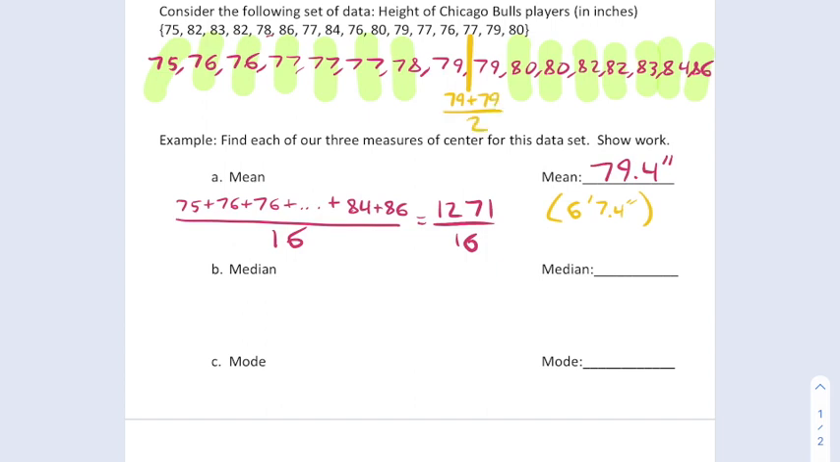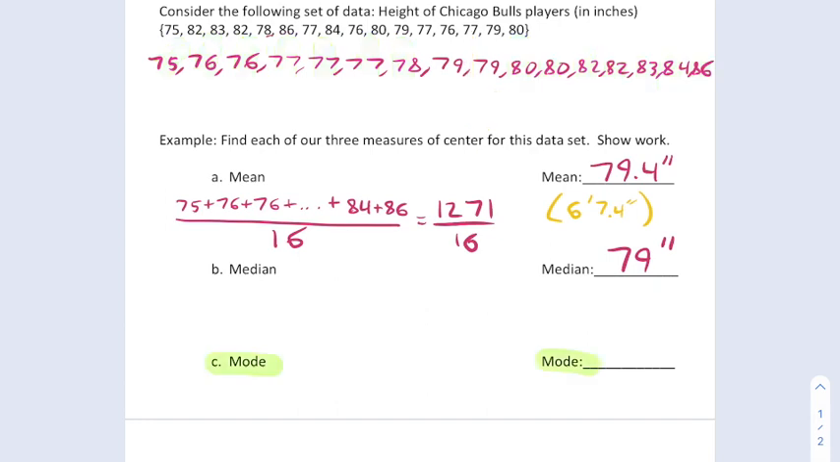Now since both of these numbers are 79, that average in between 79 and 79 is just going to be 79. But if we had something like 79 and 81, the middle would be 80. You're just figuring out what's in between the two numbers that were in the middle. So our median here is 79 inches, real similar to our mean.